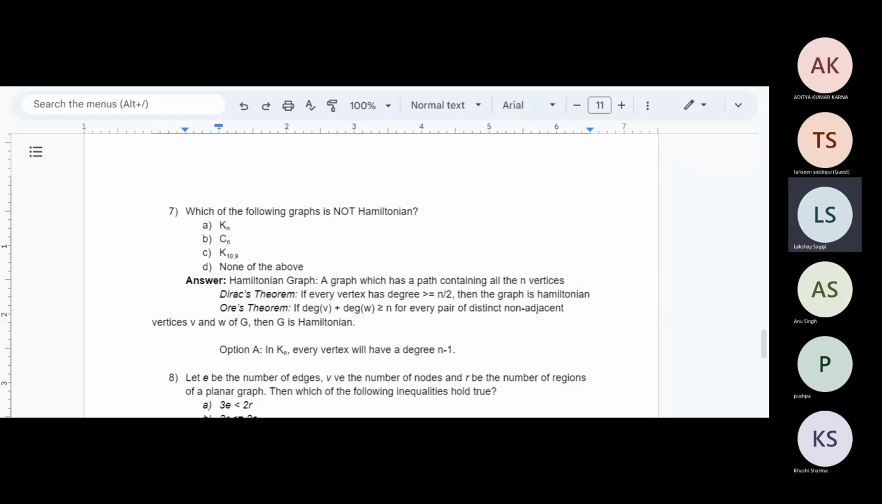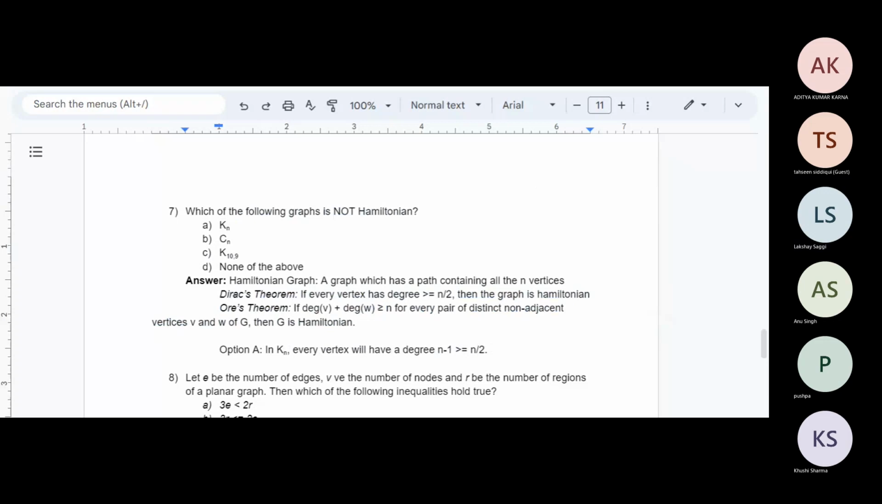And this is basically greater than equals to n by 2. We can assume that n is greater than equal to 2, like the graph has at least 2 vertices. So in that case, we can see that this n minus 1 will always be greater than equal to n by 2.